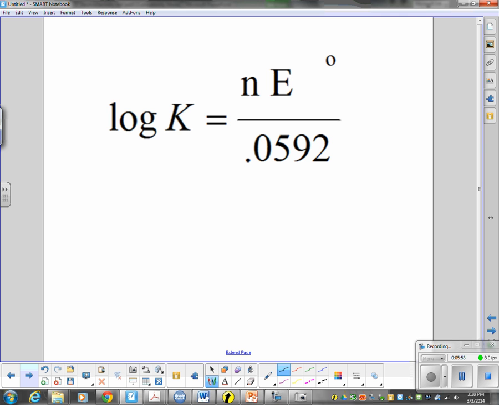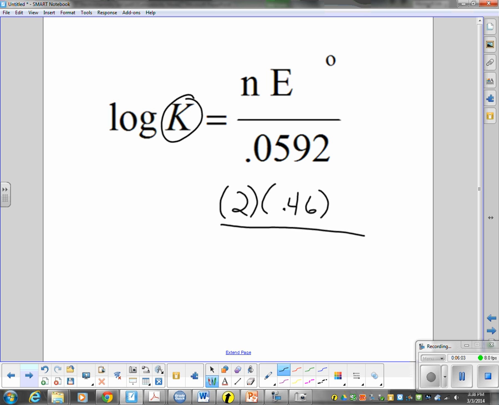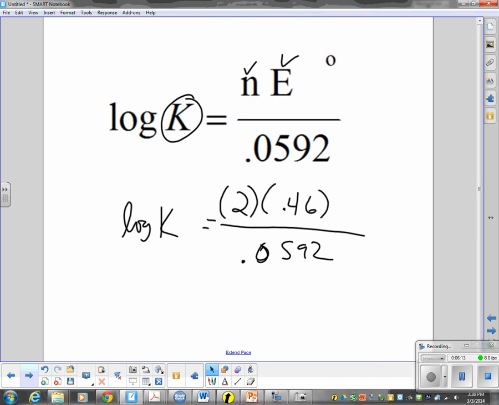Well, I have all the materials I need, so I'm going to take my N, which is 2. I'm going to take my E cell, which is 0.46, pop it in for that, and I'm going to divide by 0.0592 equals the log of K. So then I'm going to pick up my handy-dandy calculator, and I'm going to go 2 times 0.46 divided by 0.0592 gets me 15.54 on this side equals the log of K.